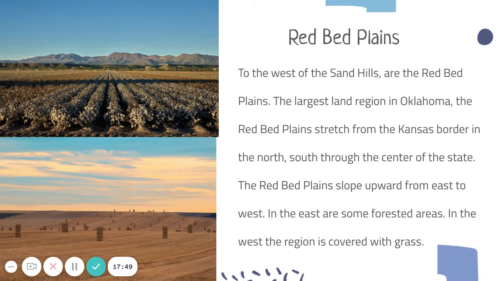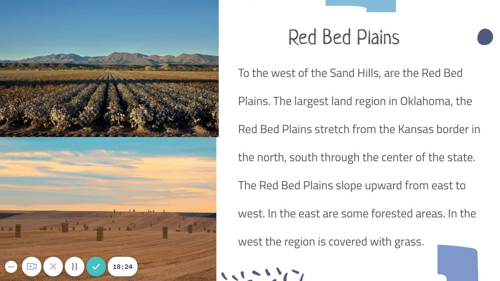I'll help you out. Well, we see that the soil in this region is red dirt, that red clay that you sometimes see if you've ever dug a hole in the ground or played in the dirt. Okay, this is one of the only regions that you will find this red clay, this red dirt. And so hence Red Bed Plains, you have a bed of red dirt. You kind of see where they're coming from.